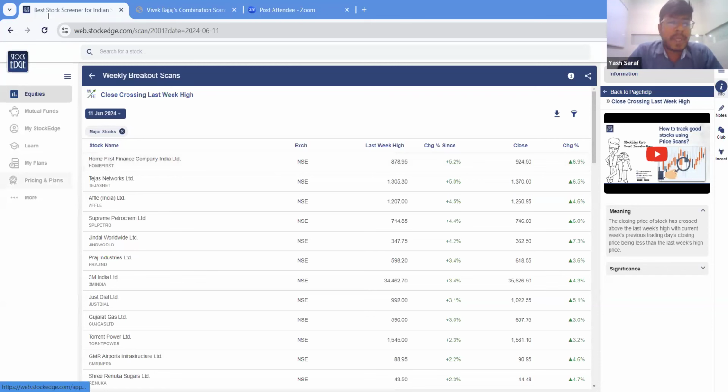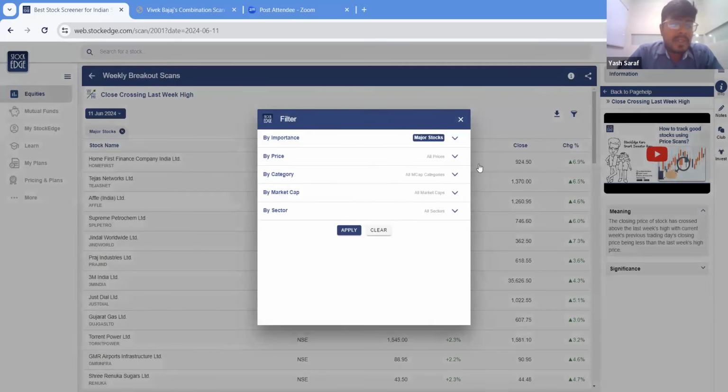So this is why major stocks is the combined list of NSE and BSE 500 stocks. Now let's look at what other filters we have. StockEdge provides an advanced filter option, जहां पे आप अलग अलग पैरामीटर्स के बेसिस पे you can filter out stocks and you can shortlist the stocks, you can reduce the list of stocks further.